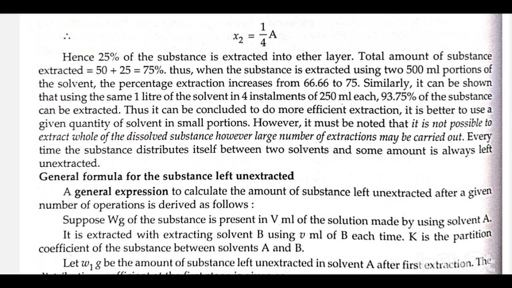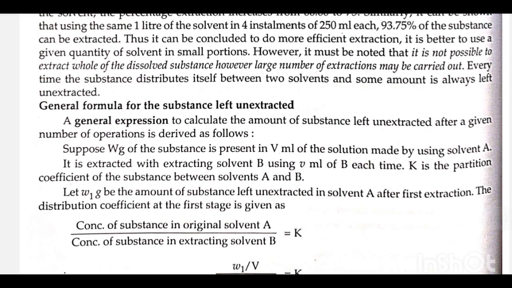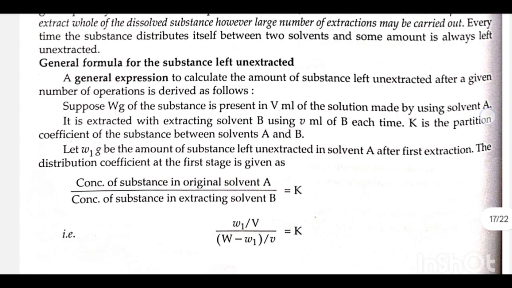General formula for the substance left unextracted. A general expression to calculate the amount of substance left unextracted after a given number of operations is derived as follows. Suppose W gram of the substance is present in V ml of the solution made by using solvent A. It is extracted with extracting solvent B using V ml of B each time. K is the partition coefficient of the substance between solvent A and B. Let W1 gram be the amount of substance left unextracted in solvent A after first extraction. The distribution coefficient at the first stage is given as concentration of substance in original solvent A upon concentration of substance extracted in solvent B, equal to K.